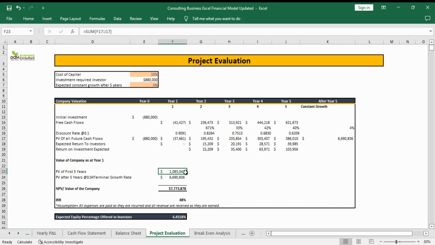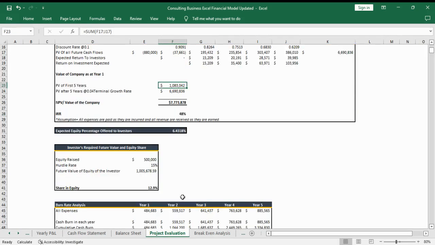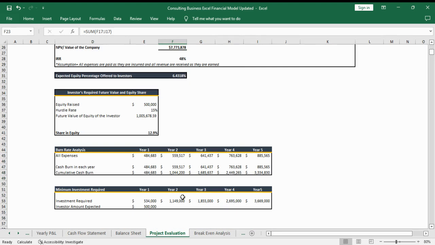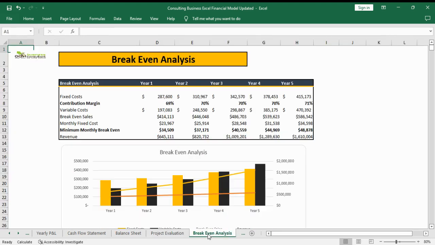Project valuation calculates the total net present value of the company based on free cash flows, cost of capital, and a terminal growth rate. It also provides the internal rate of return, burn rate analysis, and the minimum investment requirement. Break-even analysis provides you with the minimum sales revenue your business should be making in each month or year in order to avoid losses.